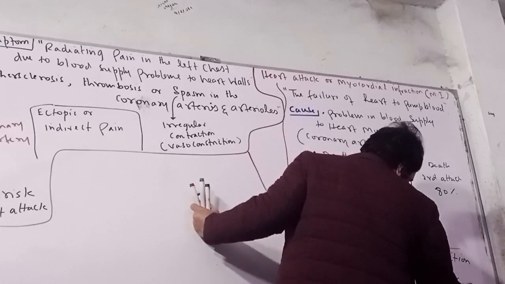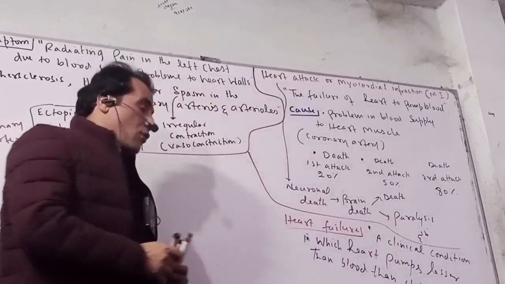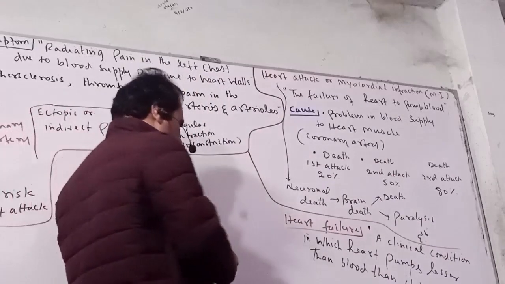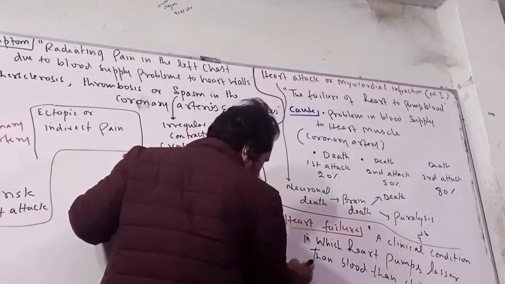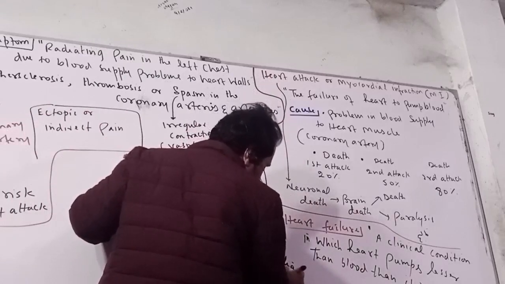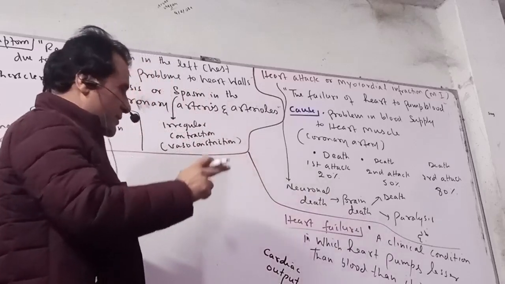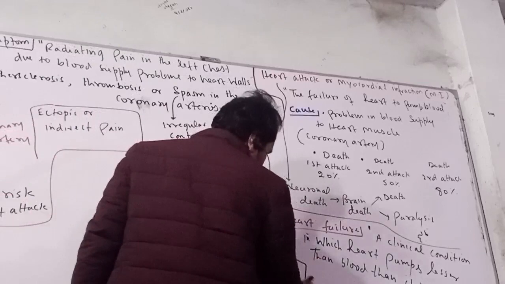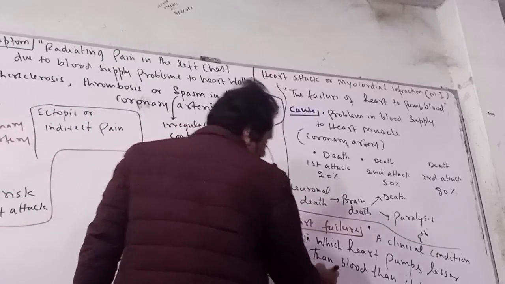Heart receives blood from the body and pushes it out. In this condition, cardiac output is the thing we are modifying. Cardiac output is the amount of blood pumped per minute by the heart toward the body. It is an important term, abbreviated as CO.